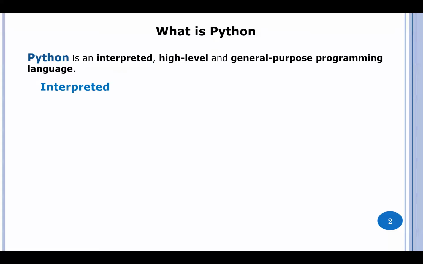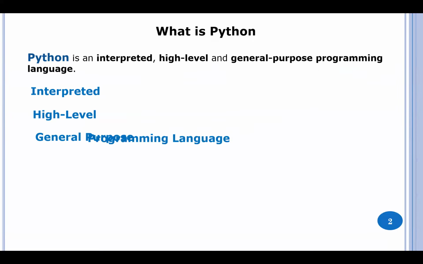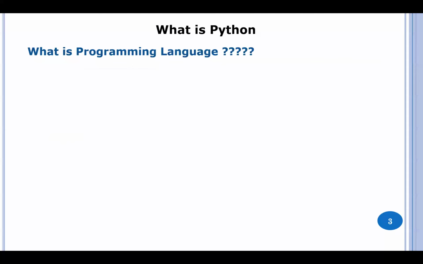The first word is interpreted, then high-level, then general-purpose, and then programming language. These are the four important words we have in this definition. Python is an interpreted, high-level and general-purpose programming language. We'll try to understand what these words mean.